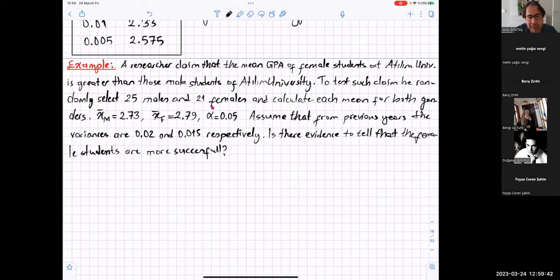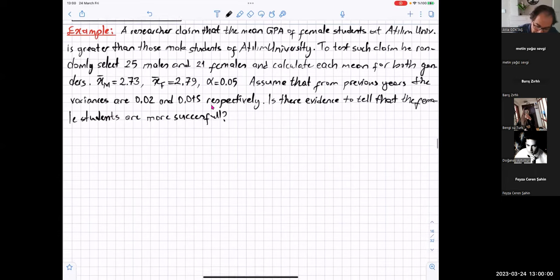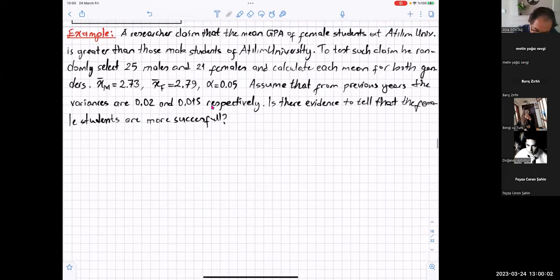So you can establish the hypothesis in both ways. It won't make any difference. But the problem is, if you establish the hypothesis as right-sided, you have to place the critical value on the right. If you establish it as left-sided, you will have the critical value on the left. Let's try to establish the hypothesis as left-sided. It's easy to establish as left-sided for this one.